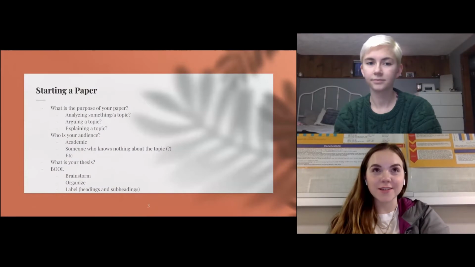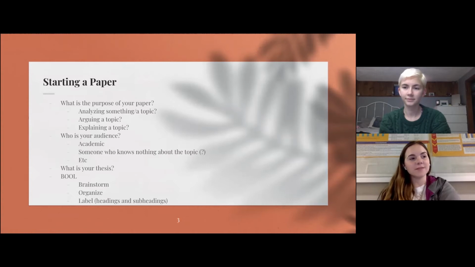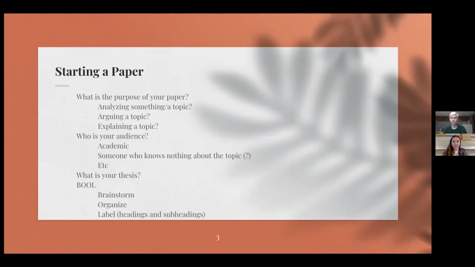First thing, obviously, is you have to start your paper before you can edit it. And honestly, this is kind of the hardest part because you know your topic, you know what you're supposed to do with your rubric, but it's tough to get your ideas down. So the biggest thing when you want to start is, what is the purpose of your paper? Are you analyzing a topic? Are you telling someone about a topic? Are you arguing a point or just explaining something? So identify that first, and then also identify who your audience is.